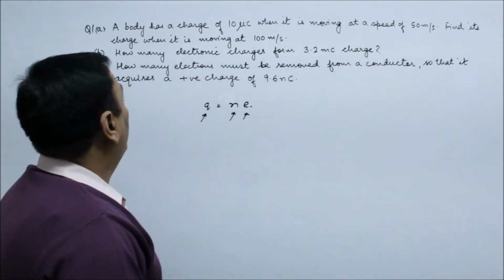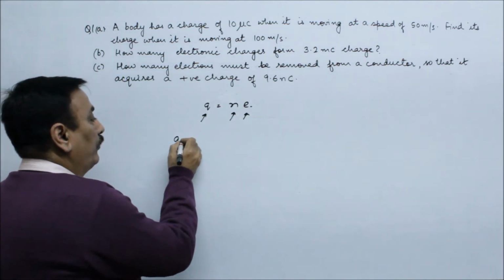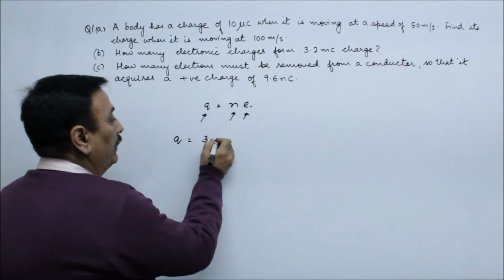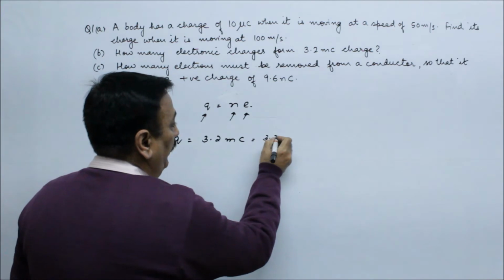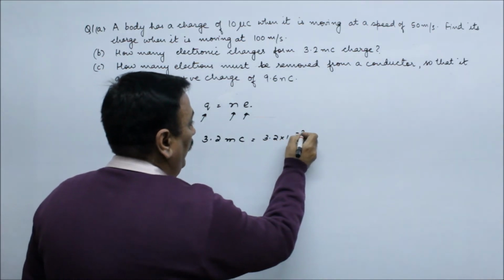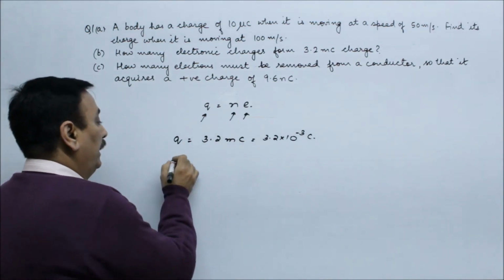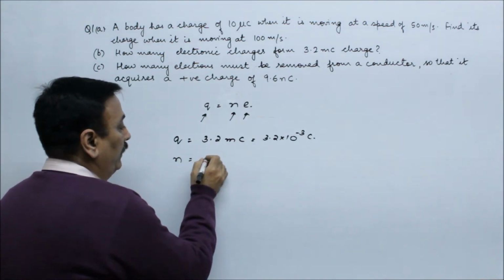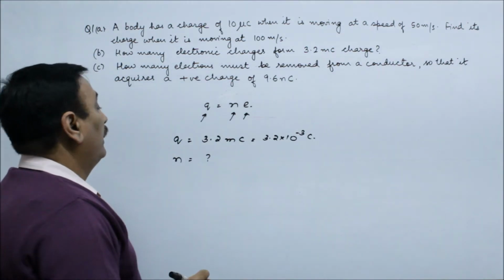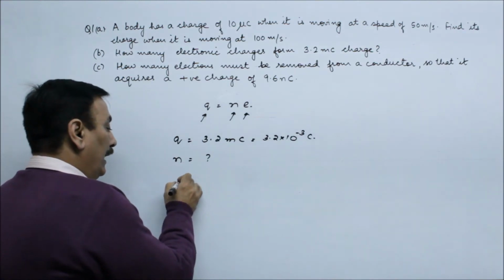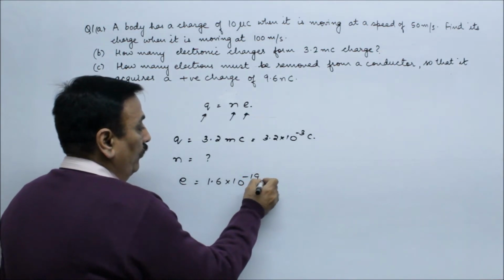So now let us note down the data for the second question, and the data is the charge that is required to be developed is 3.2 millicoulomb. Now this can be written as 3.2 into 10 raised to the power minus 3 coulomb. Now it is an SI unit, and we want to find out the number of the electronic charges which have got transferred. So N is question mark. N is what we have to find out. And what is the magnitude of the charge of the electron? It is 1.6 into 10 raised to the power minus 19 coulomb.